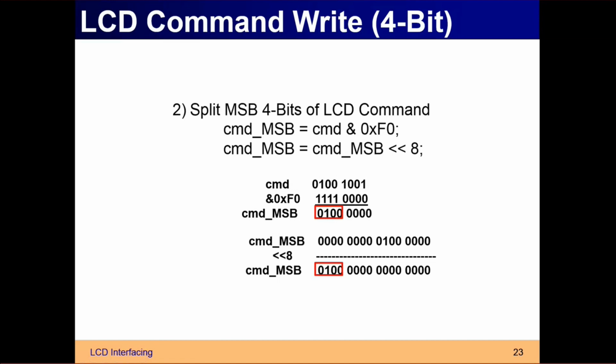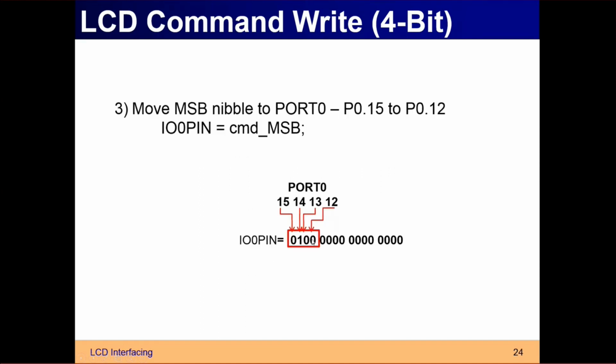Then what should I do? When I am performing the command, I am performing a left shift by 8. Why am I performing a left shift by 8? Why are you shifting it? In order to take that bit directly to bit numbers 12 to 15, because your data lines are connected to 12, 13, 14, 15.